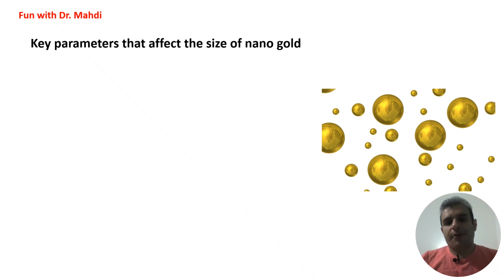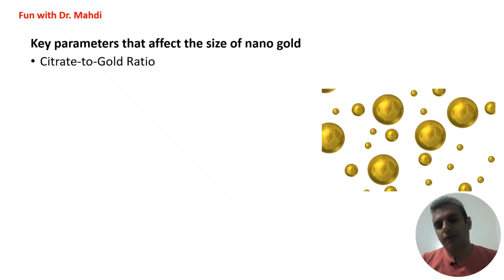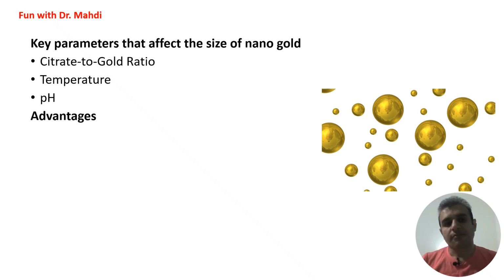There are some parameters that affect the size of nanogold. One of them is the citrate to gold ratio. With an increase in this ratio, I mean with an increase in the concentration of citrate, you will have a decrease in the size of your nanogold. Temperature and pH are two other parameters that affect the size of nanogold. With an increase in temperature and pH, you will have a decrease in the size of nanogold. I mean, if you would like to synthesize a small nanogold with this method, you need to increase temperature, increase the pH, and also increase the concentration of citrate.